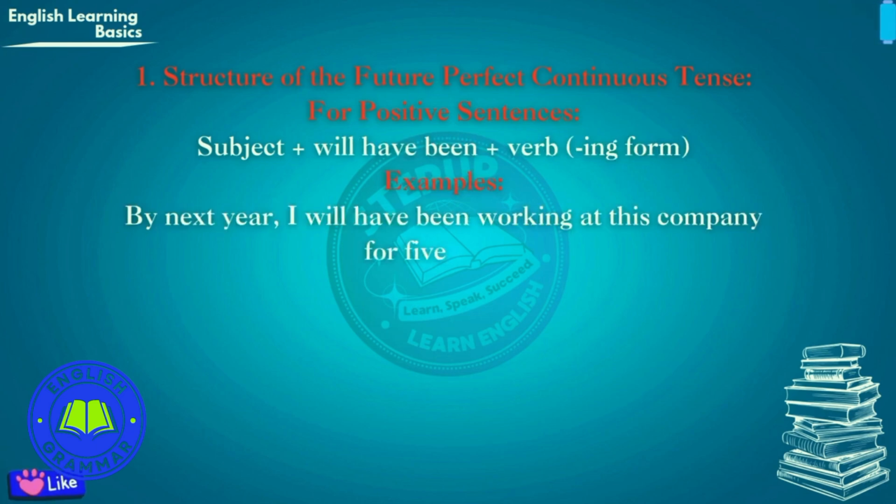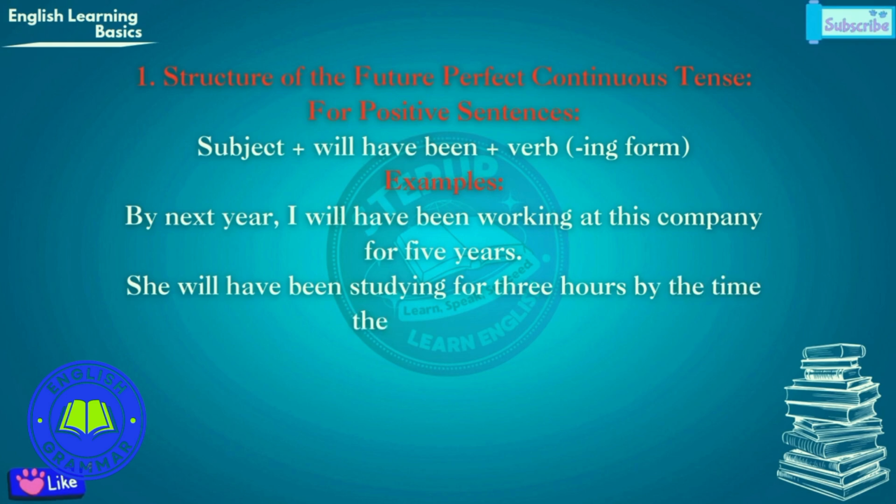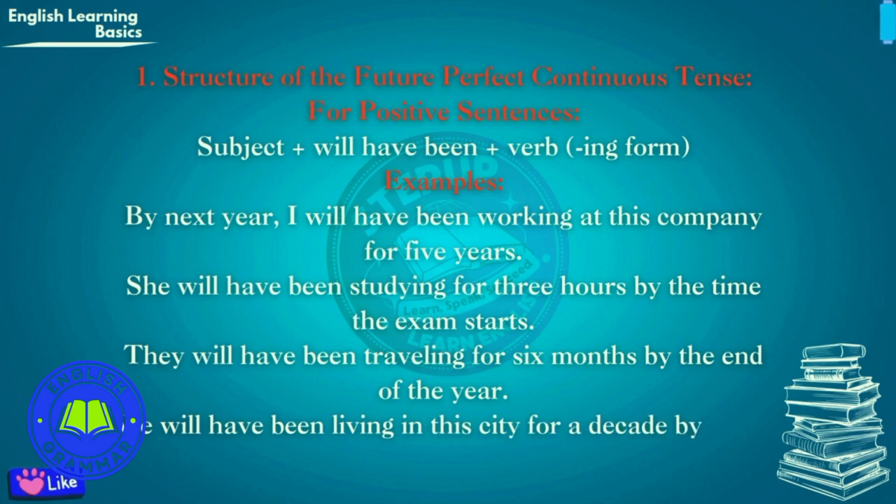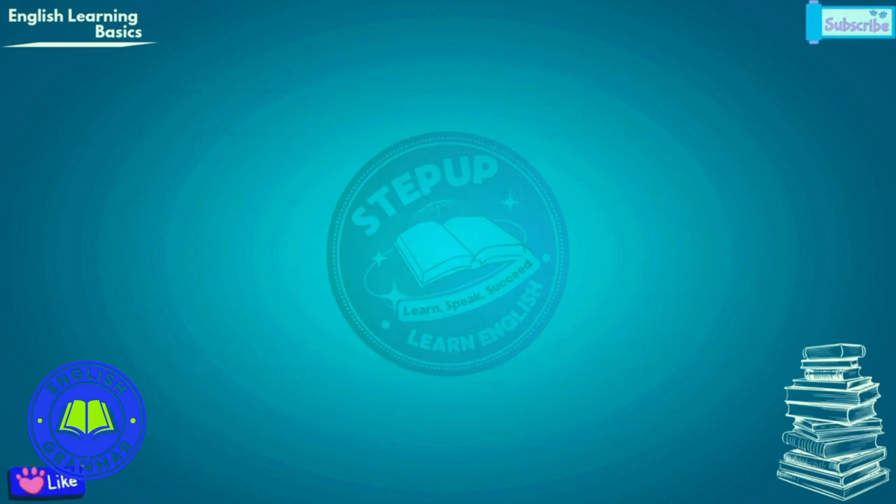Examples: By next year, I will have been working at this company for 5 years. She will have been studying for 3 hours by the time the exam starts. They will have been traveling for 6 months by the end of the year. We will have been living in this city for a decade by 2030.